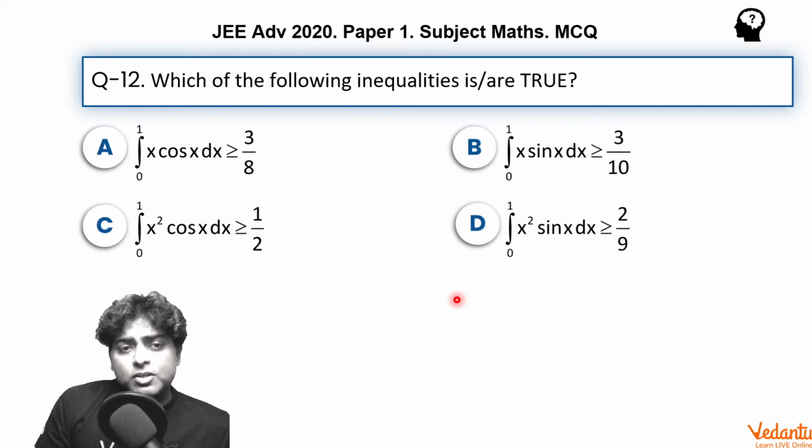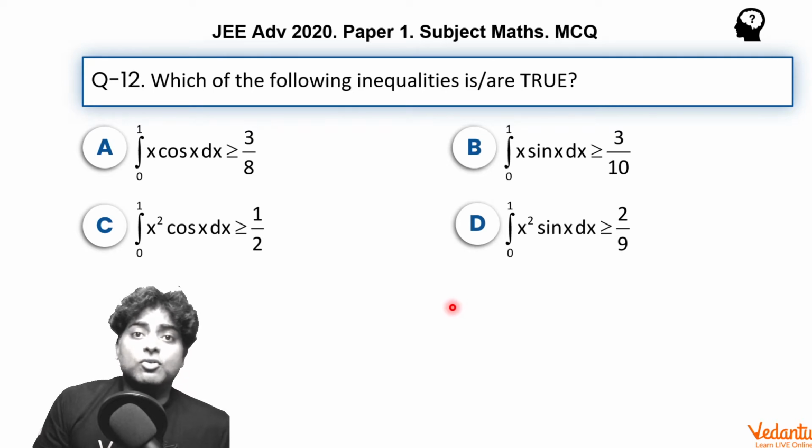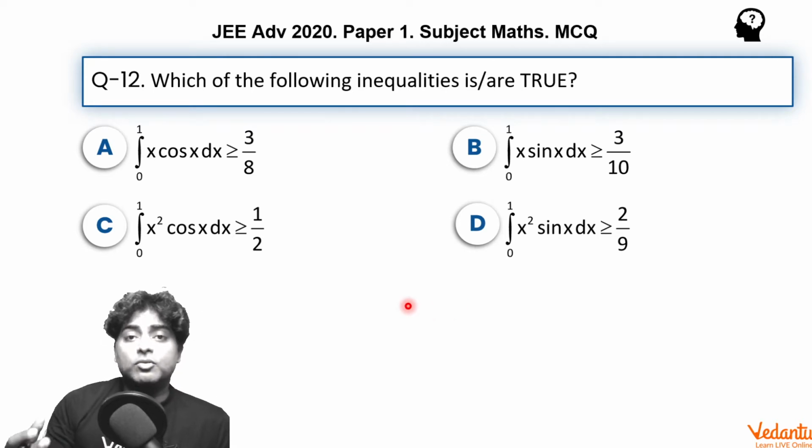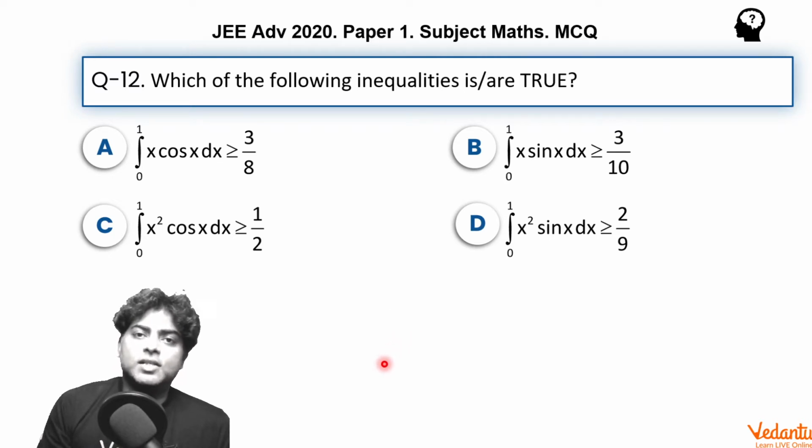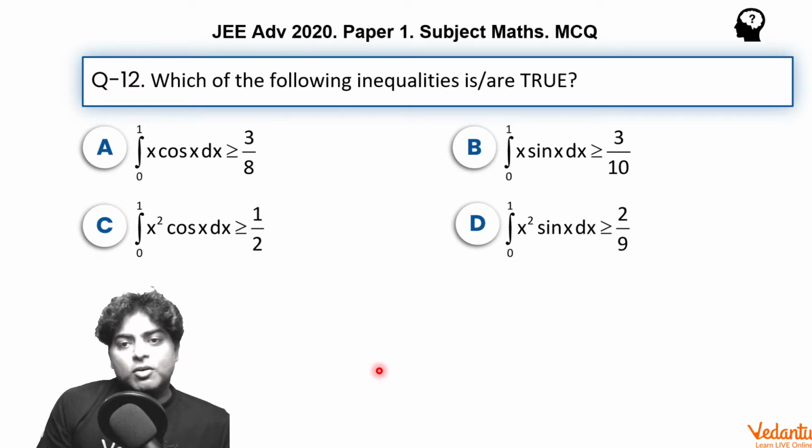Generally, what we do with the sine and cos functions, we apply the inequalities cos x less than or equal to 1 and sin x less than or equal to 1 to know about the upper bound of the integrals. You might have solved so many questions on that in the chapter definite integration. But here lower bounds are required, so we have to think differently. We cannot use less than or equal to 1. In that manner, you are not going to get the lower bound for these integrals.